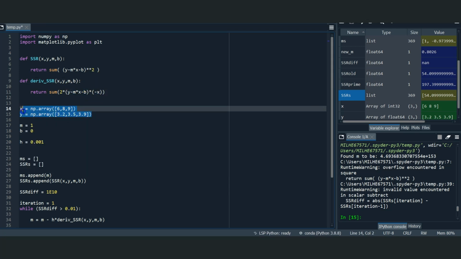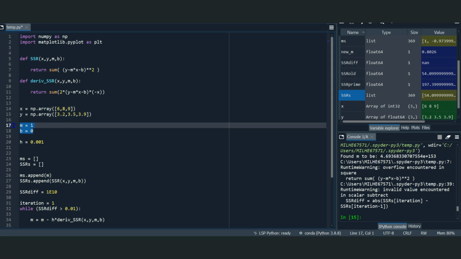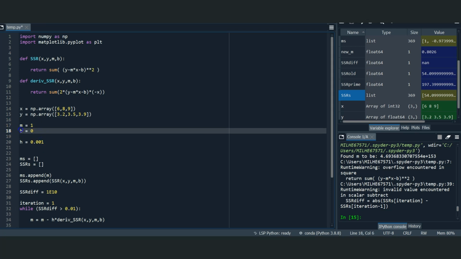And here's just our data. So here is the number of hours of sleep, GPA, number of hours of sleep, next GPA, and so on. Now I want to only optimize with respect to the slope. I want to fix the intercept equal to 0 here. That way I'm only dealing with a univariate problem.